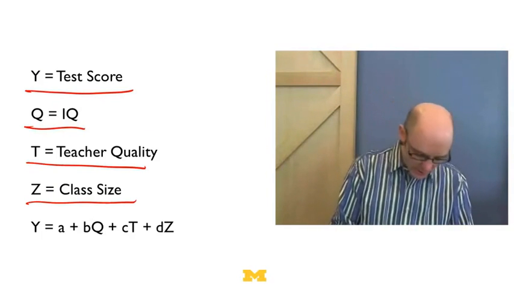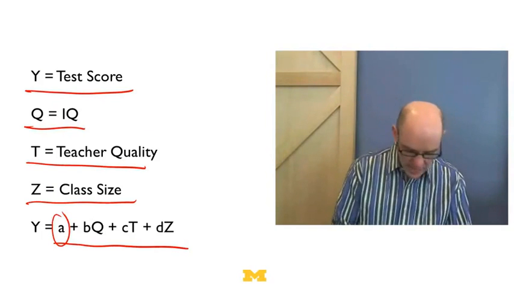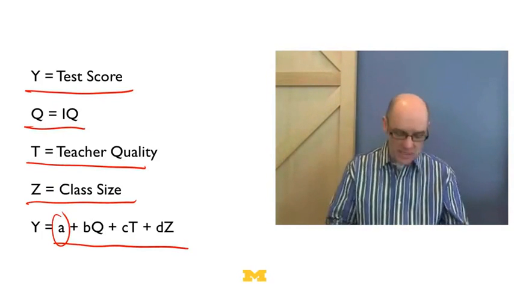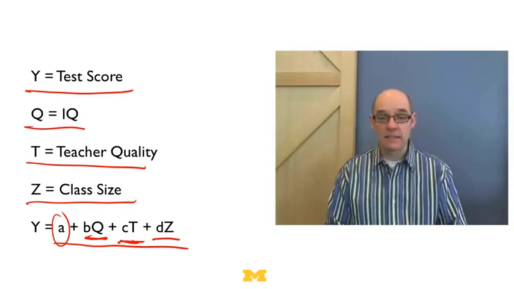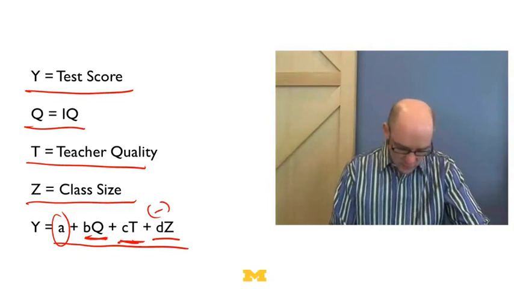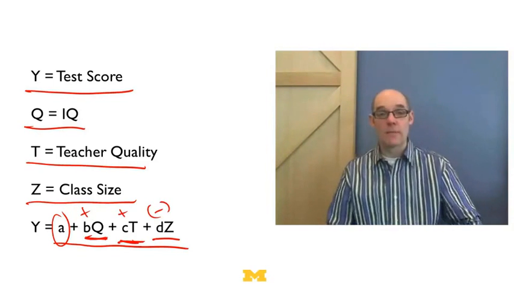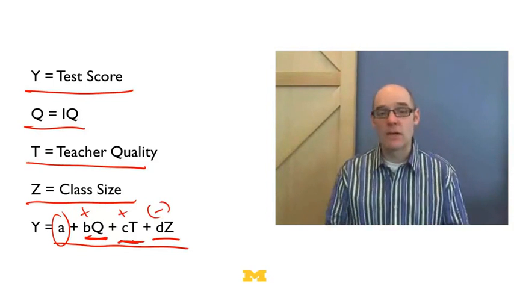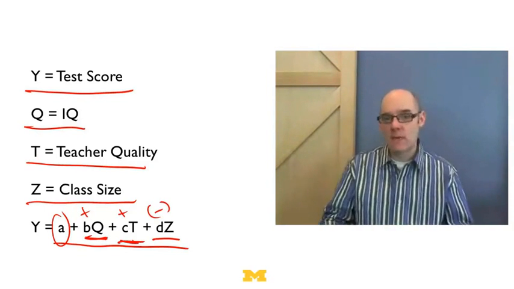Well, what I can do is run a regression that says the performance on this test is going to be some intercept, plus some coefficient on IQ, teacher quality, and class size. And what you'd expect is the coefficient on class size to be negative, the coefficient on teacher quality to be positive, and the coefficient on IQ to be positive. Now, without running a model, we don't know which of these things are big, and we don't even know if our intuition is right.